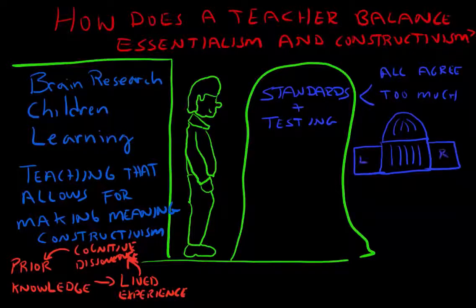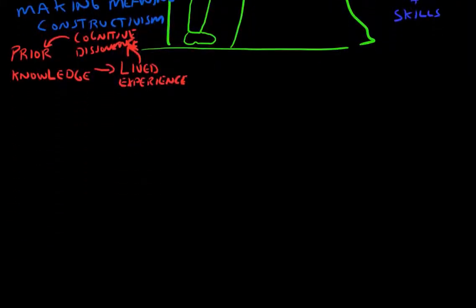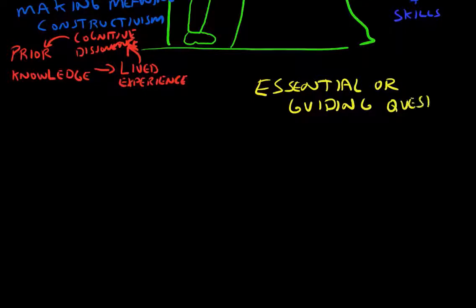This has come about through the political process, and because it's that process, the best we can often do is agree on the basics, the basic skills. Now there's a way to use essential or guiding questions to achieve a goal of bridging the gap between these two and allowing real meaning making to happen.